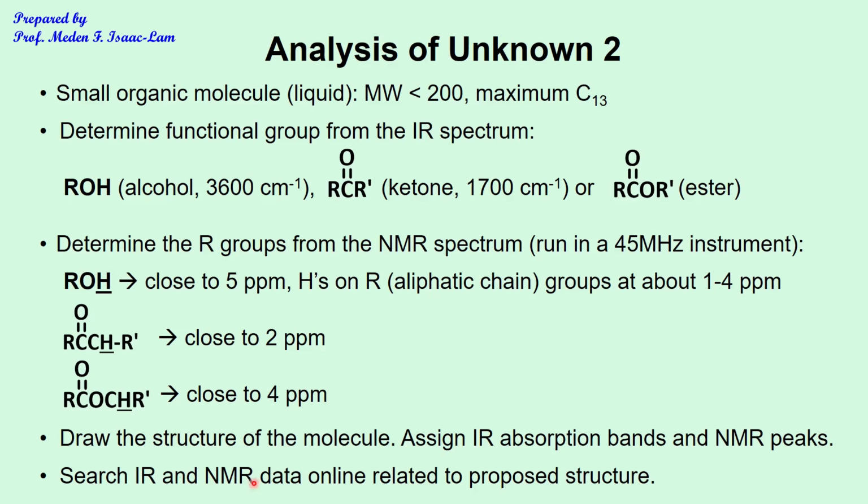Take note that NMR data online typically will be run on a 300 MHz instrument and the peaks are much more resolved. In our NMR spectrum, some of the peaks are broader because it's run in a low field NMR instrument, but you can still see the cluster of peaks. So take note that when you're searching online, those NMR data are typically run in a 300 or 400 MHz instrument, and they're much more resolved, and the peaks are split. Finally, write the final lab report.